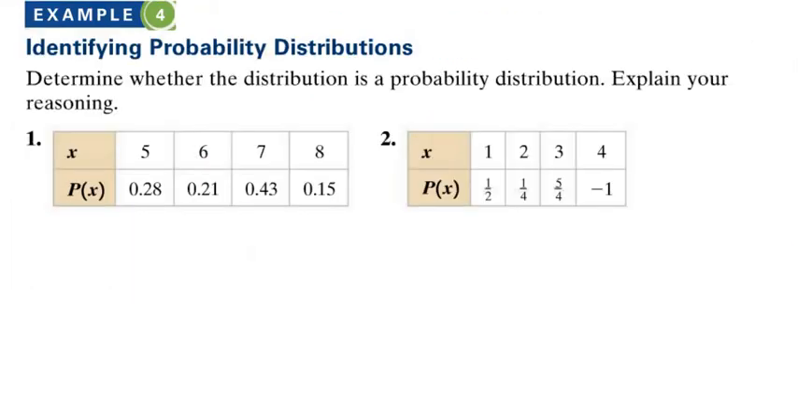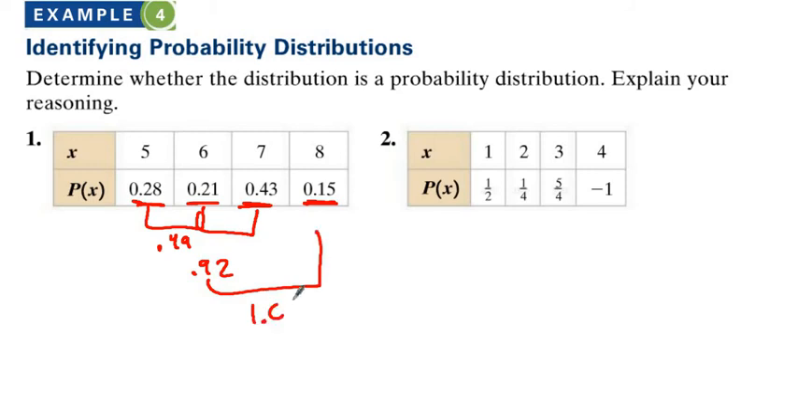Example 4, same type of question, determine whether these are distributions. So these are all between 0 and 1, that works, and if we add these together, that's going to be 0.49. When we add that, it's going to be 0.92. When we add that, it's going to be 1.07, and that doesn't work because this has to be equal to 1, not to something greater than 1. So that doesn't work.